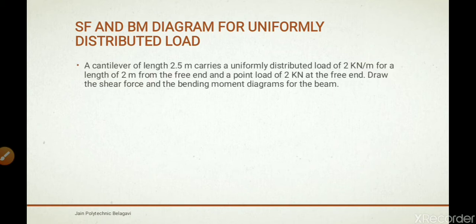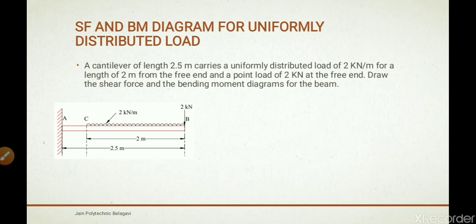A cantilever beam of length 2.5 meters carries a UDL of 2 kN per meter for a length of 2 meters from the free end, and a point load at the free end of 2 kN. Draw SFD and BMD for the beam.